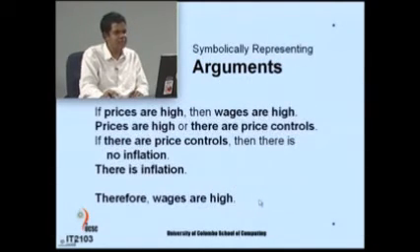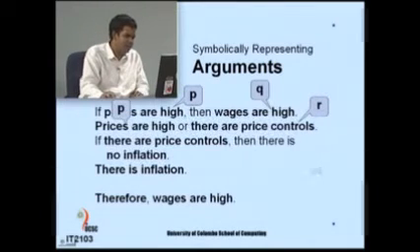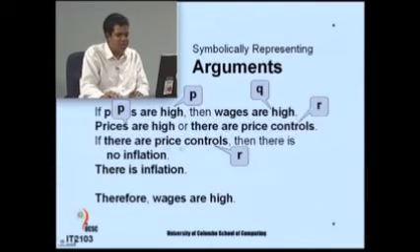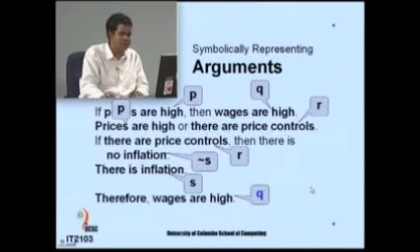Now, if you look at this closely, you will notice there are single propositions all over the place. For example, prices are high is a proposition which we can symbolically represent using P. Then wages are high, we can call that Q. Then we have there are price controls, we can call it R. Then we have prices are high, which is repeated before, which we can denote by a P. Then again we have there are price controls, again repeated. Then we have there is no inflation, which we can denote by not S. Then we have inflation, which we denote by S, and finally the conclusion, which you can denote by Q.